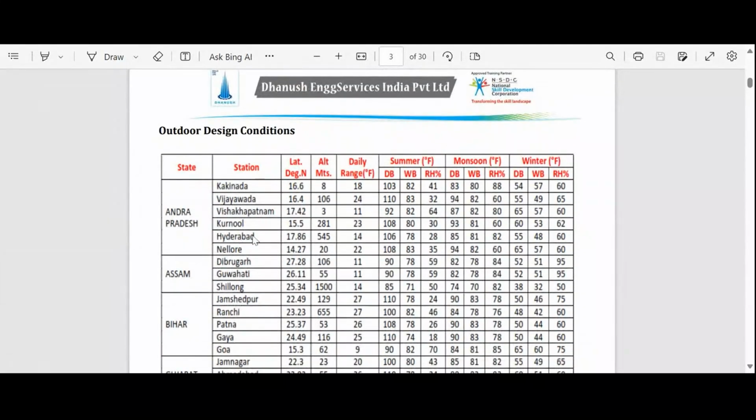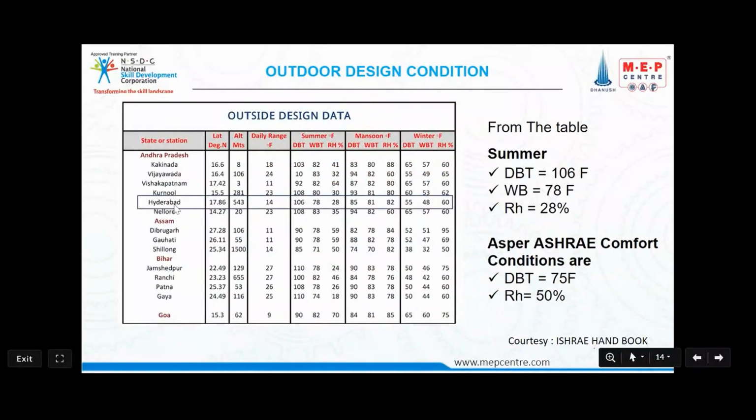Here we have Hyderabad. Hyderabad's summer temperature is 106, 78 and 28. See, dry bulb temperature is 106, wet bulb temperature is 78, relative humidity is 28.